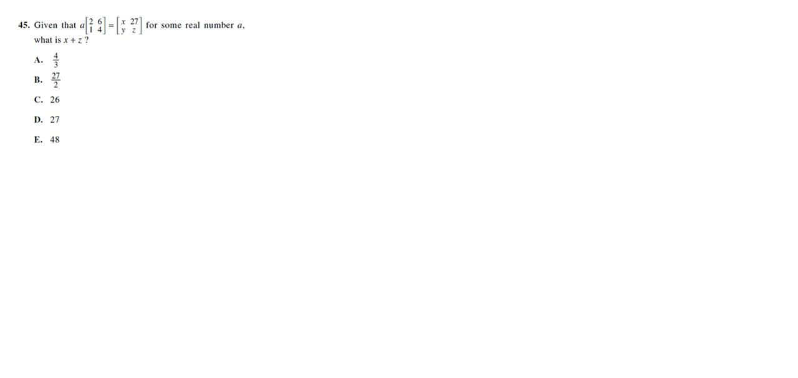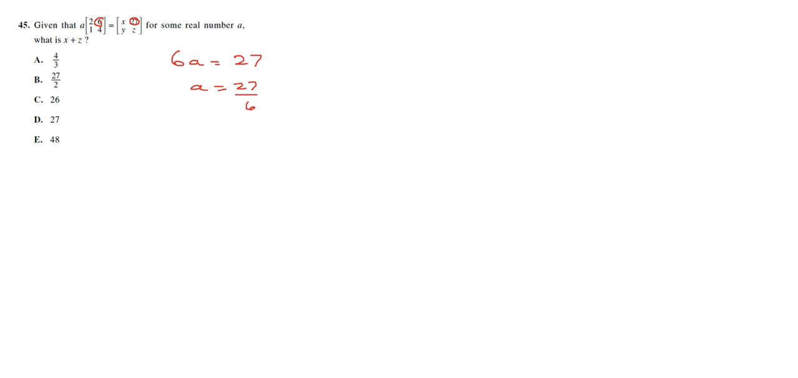So given that A times this matrix, we're looking for A, the scalar multiplier. So let's look for the scalar multiplier. The only position that is filled in both matrices is this position right here. So 6A is equal to 27. So A is 27 over 6, which is going to give us, well, let's leave it at that. A is 27 over 6.